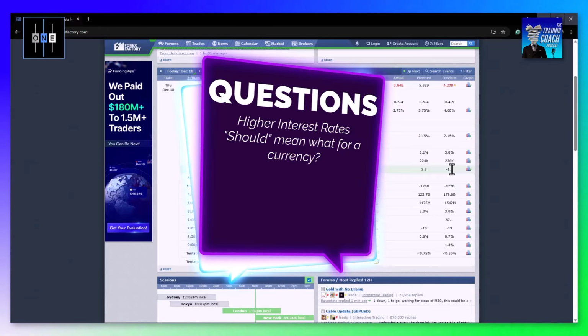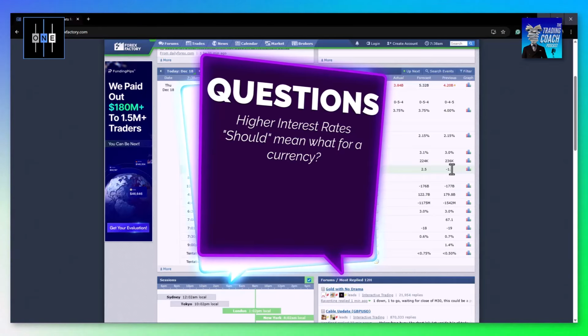We had something very interesting happen in the market today, and I put it on the chat, and this is why I always warn you about fundamentals. Going back to the very basics of economics, higher interest rates should mean strength or weakness for a currency? What would you guys say? If an interest rate is higher, that should equal strength or weakness for a currency?